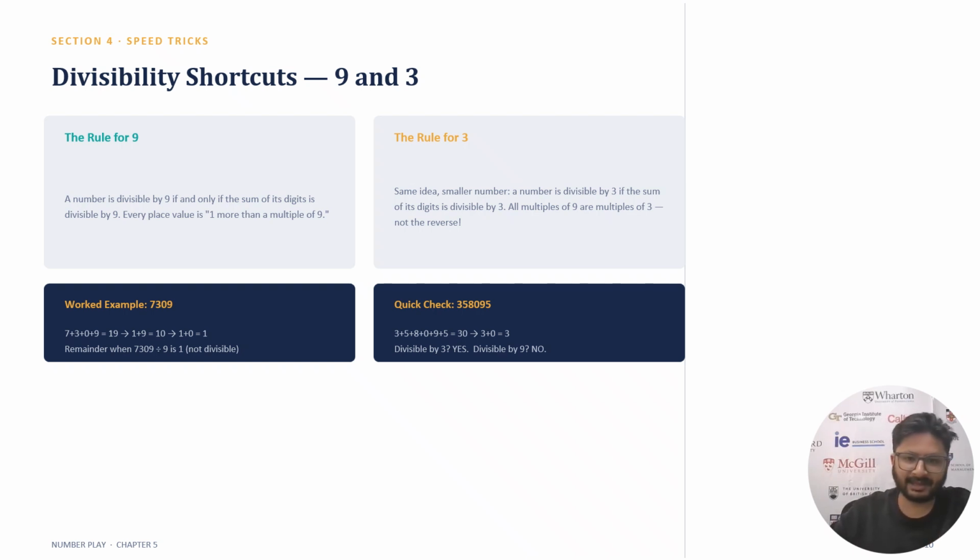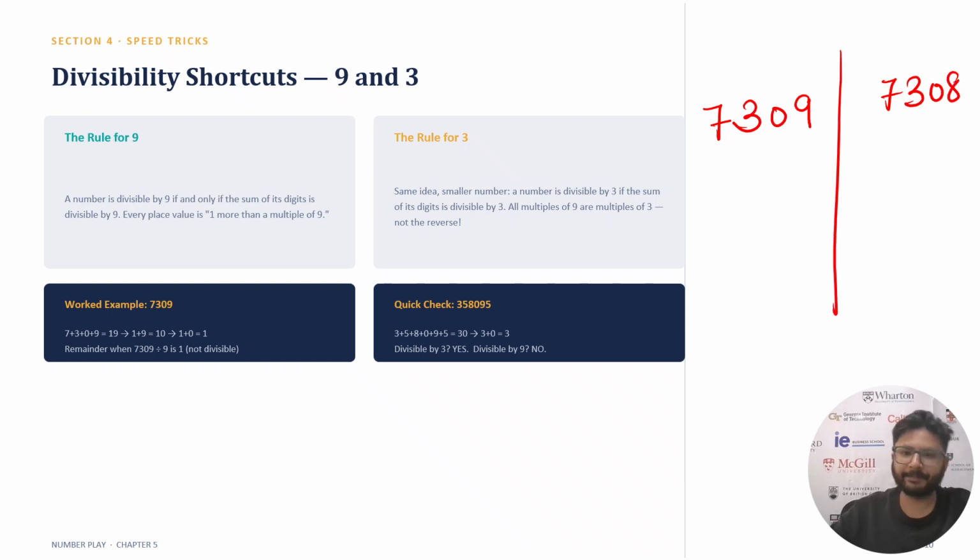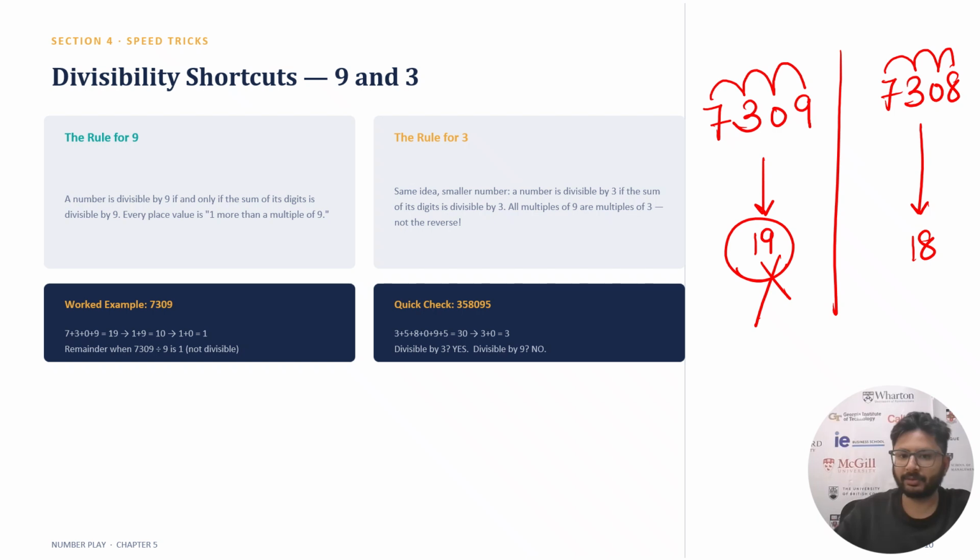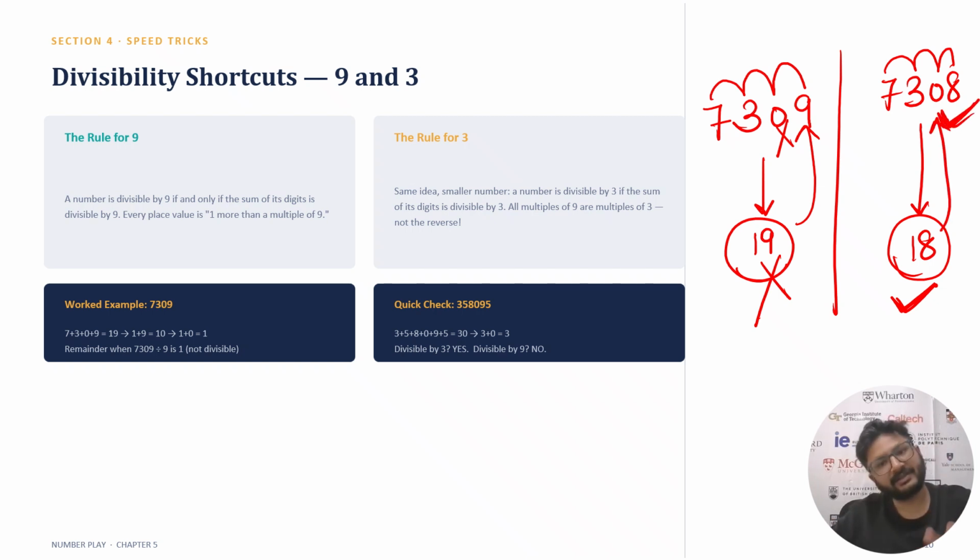For example, let's take a number 7309. Another number, 7308. Let's do the summation of the digits. 7 plus 3, 10, plus 0, 10, plus 9, 19. Summation of the digits is 19. In this, 7 plus 3, 10, plus 0, 10, plus 8, 18. Is 19 divisible by 9? No. It means that the number is also not divisible by 9. Is 18 divisible by 9? Yes. It means that the number is also divisible by 9. Same goes for 3. You just see the summation of digits should be divisible by 3.